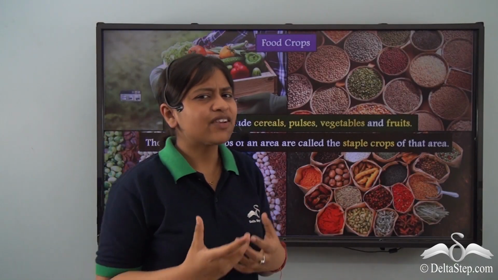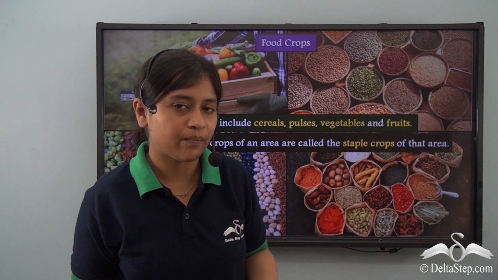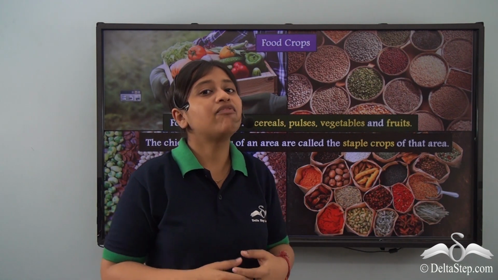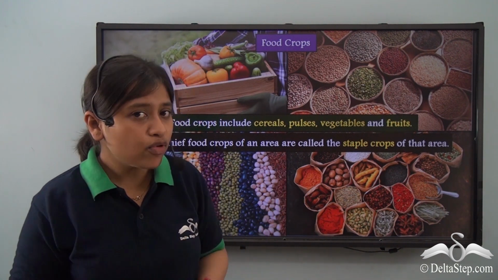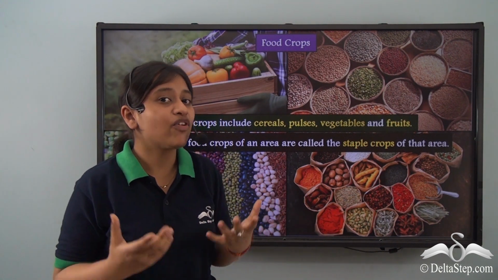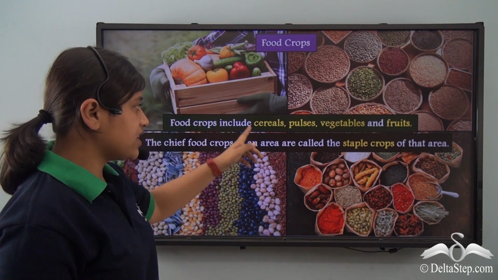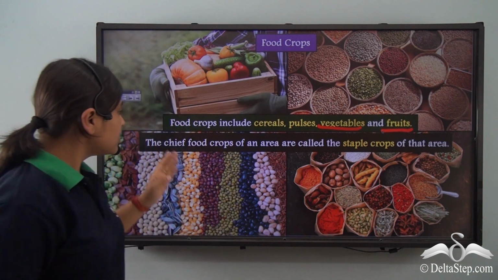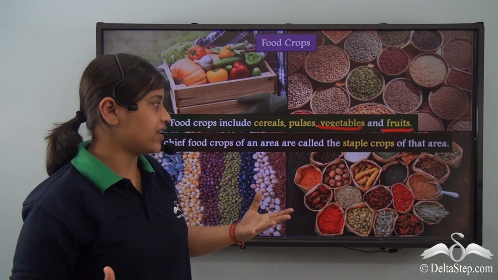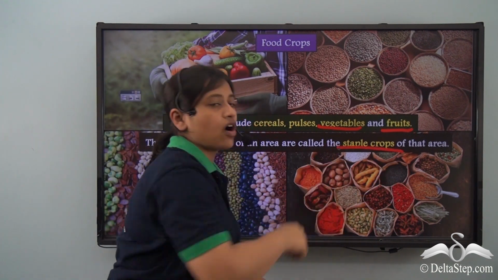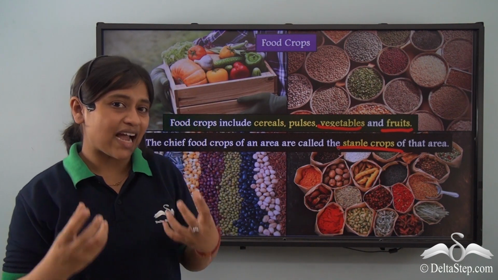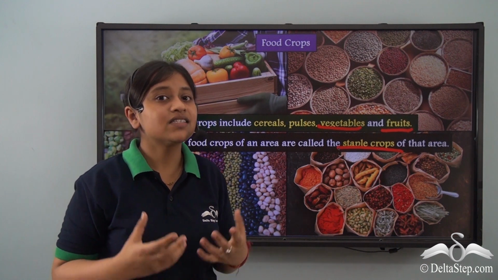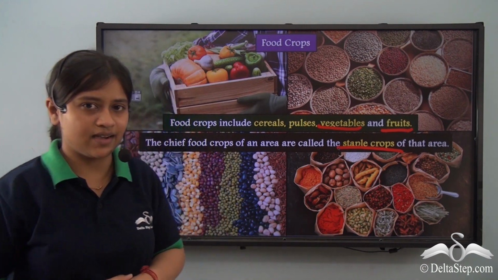So the rice that we eat every day in lunch, what do we call it? It is a food crop. So therefore, what is a food crop? A food crop is one that is grown for consumption, like cereals, pulses, vegetables and fruits. And the chief food crop of any area is called the staple crop of that area. Now since rice is of high demand in India, we can say that rice is a staple food crop in India.